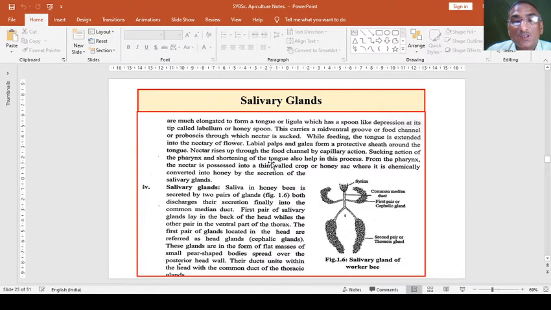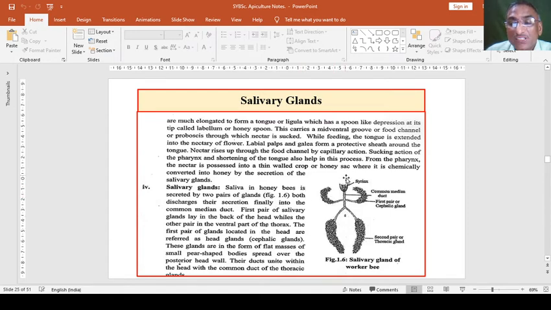Means the food or nectar or whatever food is taken up by the bee is stored in the crop, where it is processed by the salivary action of the cells and the secretory action of the crop walls. The nectar and the pollen material and saliva mix together, and by chemical action it is converted into honey, and then it is regurgitated and collected in the honeycomb. So this is the process of formation of honey by using salivary glands.